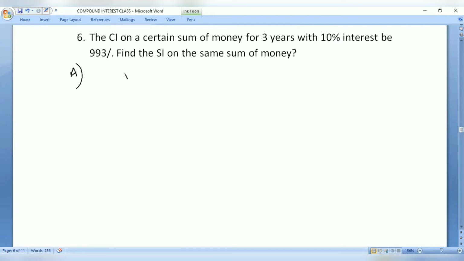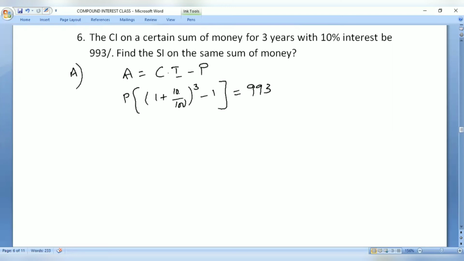Now, we know that the formula for compound interest is amount minus principal. So, the compound interest that you earned is P into (1 plus rate of interest, R by 100) whole power 3 minus 1. The compound interest that you earned is 993 rupees.